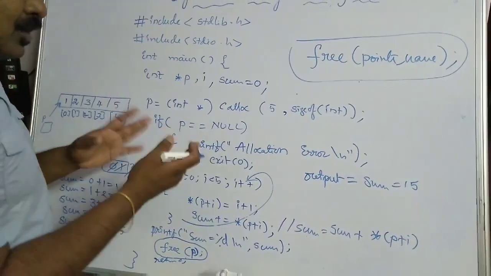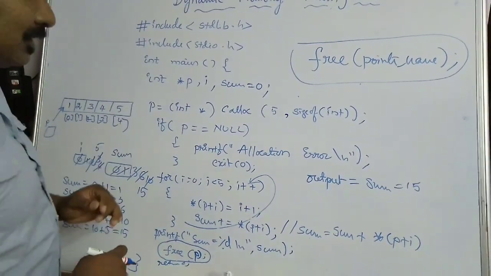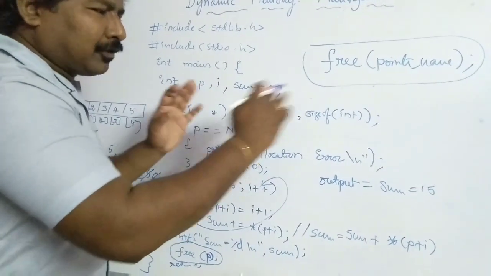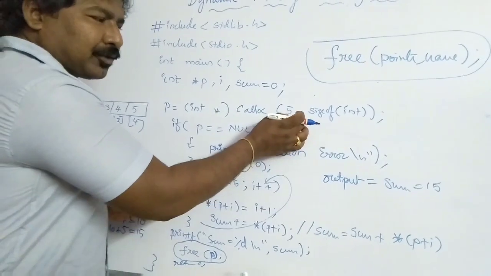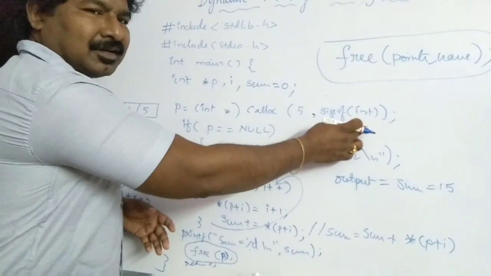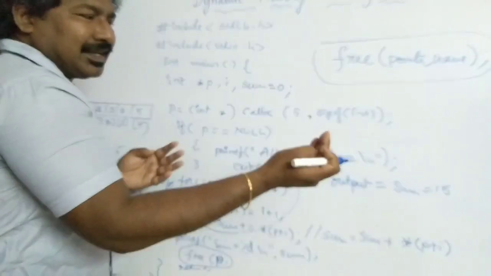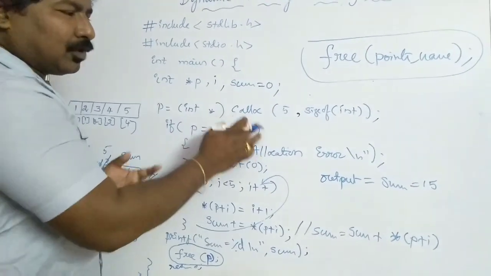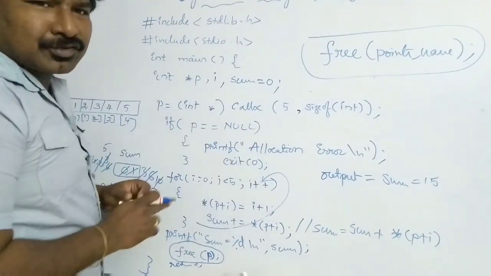Friends, what happens when you use this calloc? The same thing happens. It will create an array or a block of memory where you can store 5 elements. Size of integer is 2 bytes for each element, so 5 into 2 means you need 10 bytes. So calloc will allocate 10 bytes of space.